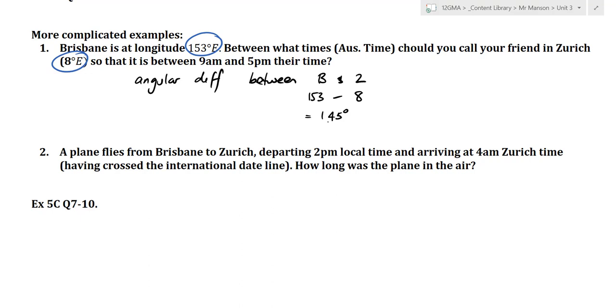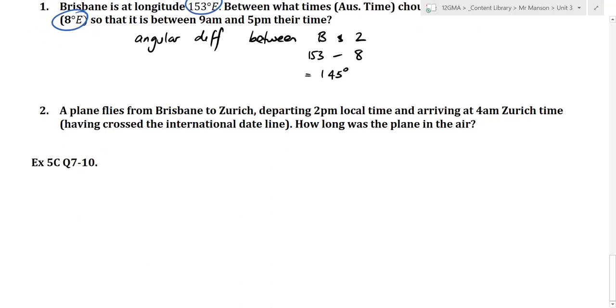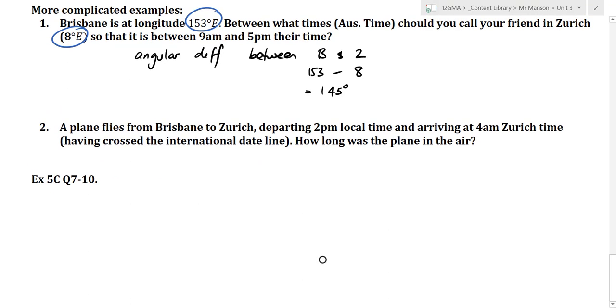Now, we might get a question, I'll take this question a little bit further in a minute, but for now, Brisbane is a longitude of that, Zurich is a longitude of this, and we want to make a phone call between 9 AM and 5 PM, so it's 145 degrees. We divide that by 15 to work out the number of hours.